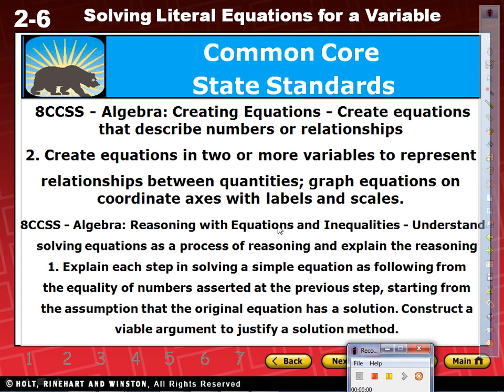All right, here we go. Our standard for today, we're looking at algebra, creating equations, and creating equations to describe numbers of relations. However, standard two of that is creating equations in two or more variables. Today we're going to do solving for a particular variable.